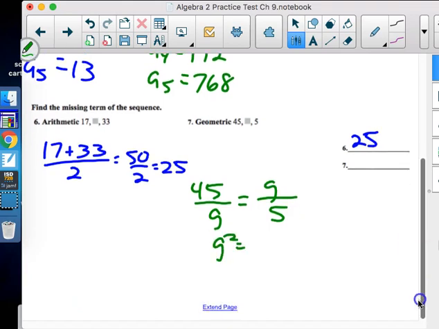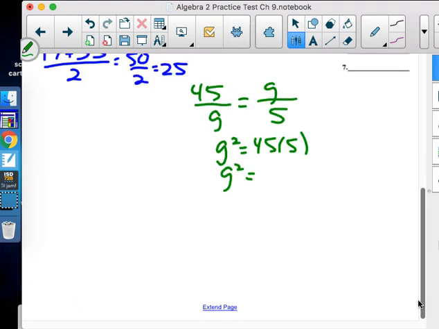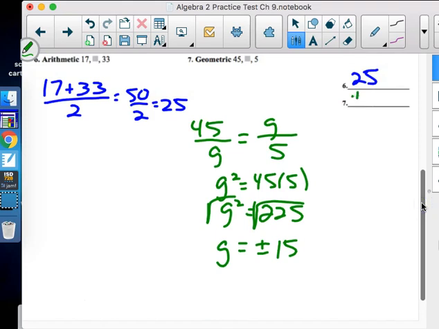45 times 5. Yeah, that's a nice number. Because what do we have to do to it? Square root that. And make sure we write plus or minus 15, because without another number in that sequence, we don't know whether or not it would be positive or negative. We've just got to say, hey, it might be this.